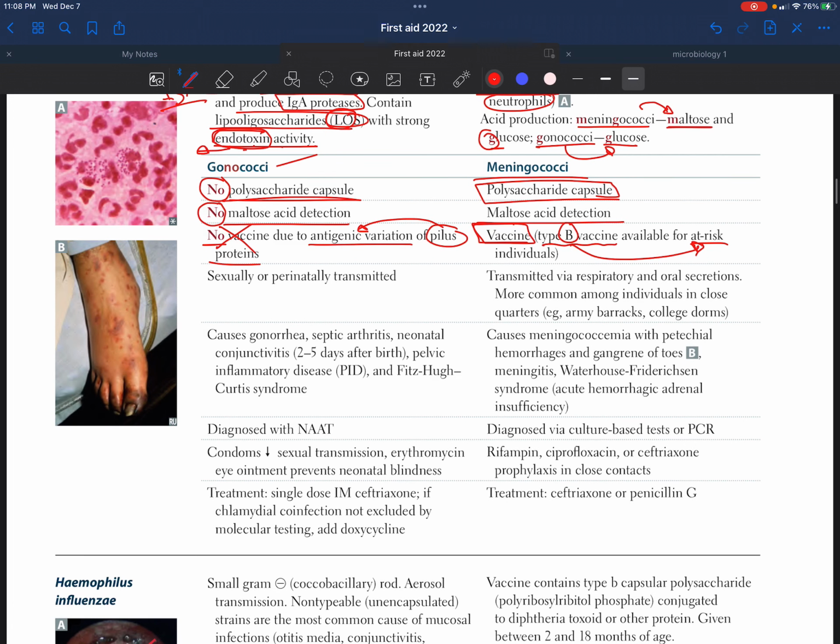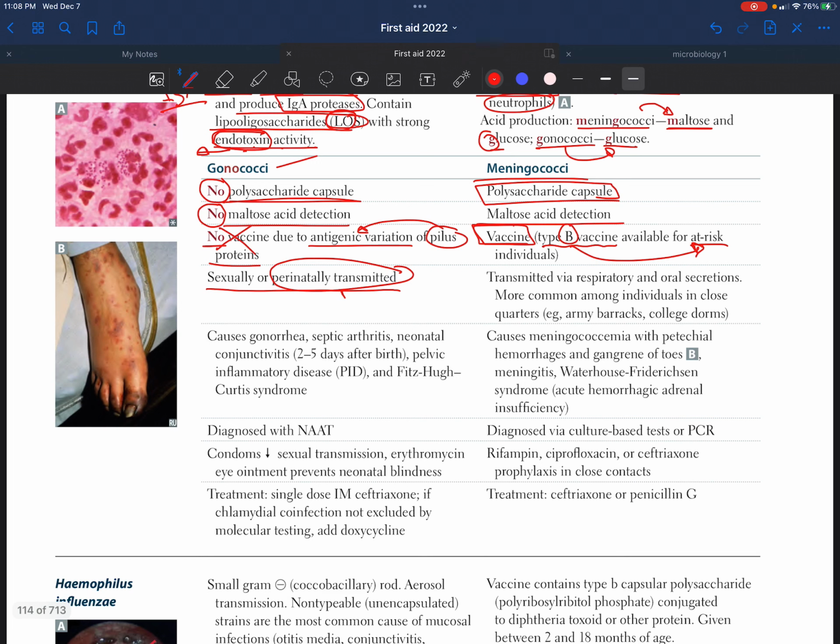The gonococci are sexually or perinatally transmitted, so a mother could give it to her baby during delivery, for example, while the meningococci are transmitted by respiratory and oral secretions. It's more common among individuals in close quarters like army barracks or college dorms. So in the army or college students, that would be something we may see in a case scenario.